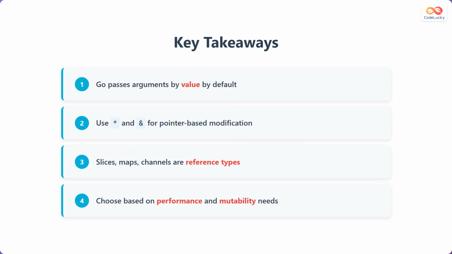Here are the key takeaways. First, Go passes arguments by value by default. Second, use the asterisk and ampersand symbols for pointer-based modification. Third, slices, maps, and channels are reference types. And fourth, choose between pass by value and pass by pointer based on performance and mutability needs.